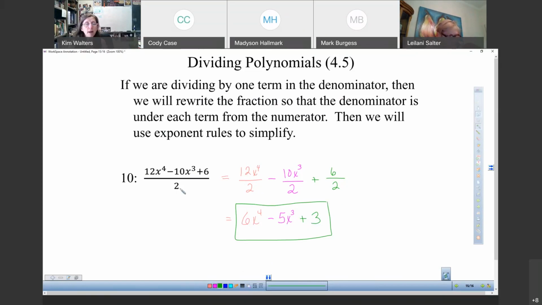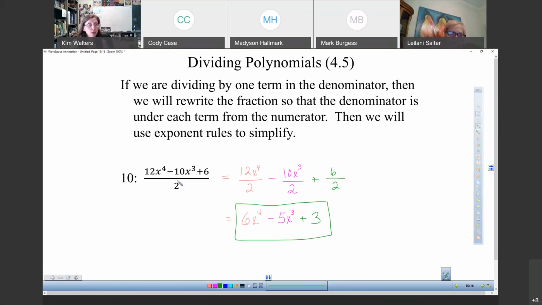In this problem, I'm just dividing by a whole number. In the next problem, we're going to introduce a variable in there, but it's still going to be a single term in the denominator that we're dividing by. Okay? So in other words, the things in the denominator are not added and subtracted. Right?